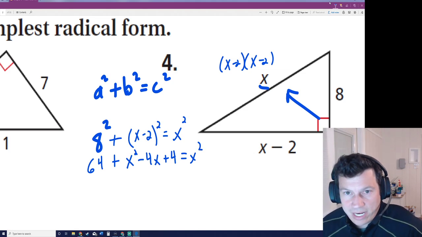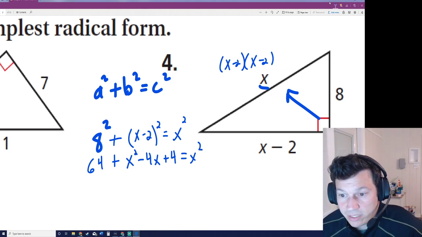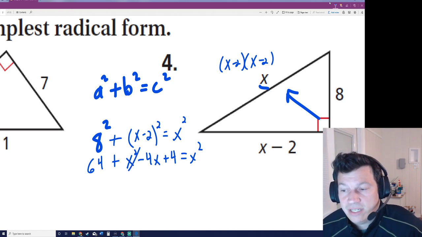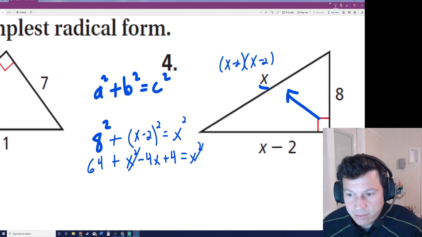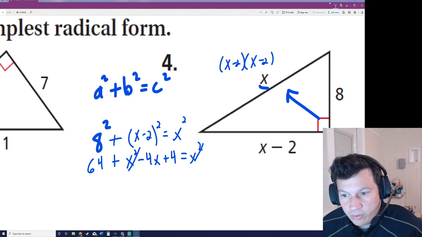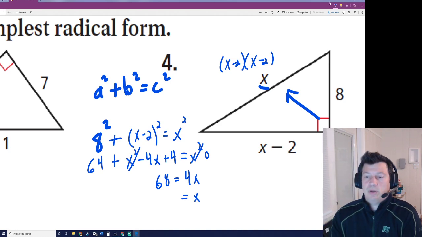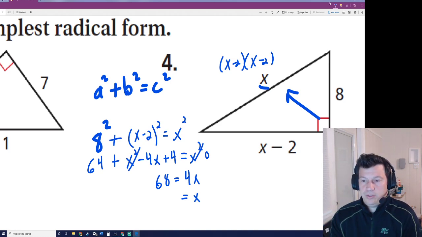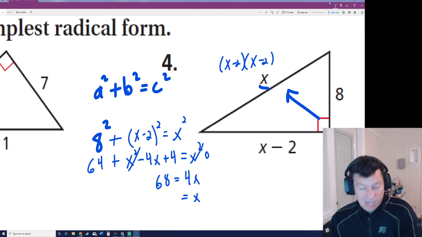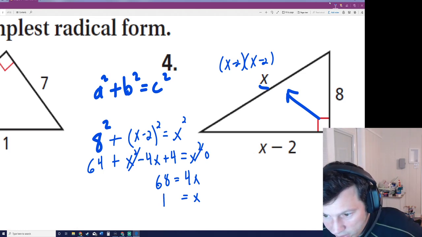All right, so now it looks like I have some quadratic action, but I don't, because when I subtract x squared from both sides, it goes away, which is beautiful. It's a beautiful sight. All right, so I'll combine these to get 68, and I will add 4x to this side. There's nothing on this side, but I'll add 4x to this side, so we get 4x equals 68, right? So what do we get? A value of 17, I believe. I think that's 17. All right, so we get 17.